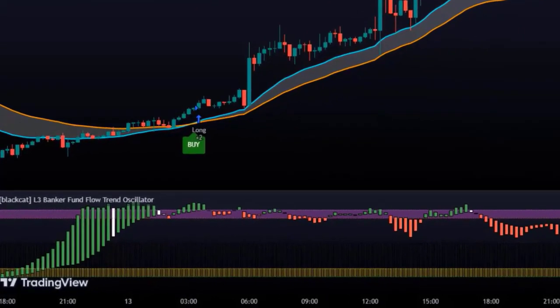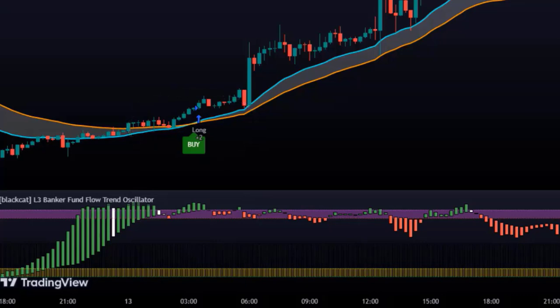Now, let's understand the role of our second indicator, which is the banker's fund flow. The condition for a perfect entry point is when the green bar's value is 80 or above. Therefore, we need to wait for the green bar to reach or cross the 80 value. As we move forward on the chart, we can see that the green bar has finally crossed the 80 value threshold, which means we now have a valid entry point.